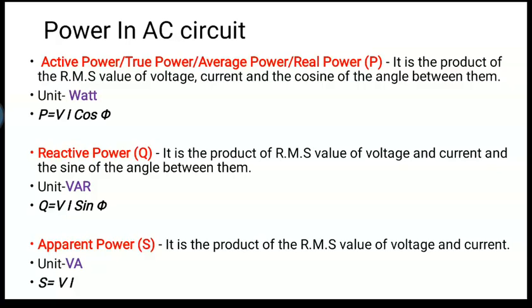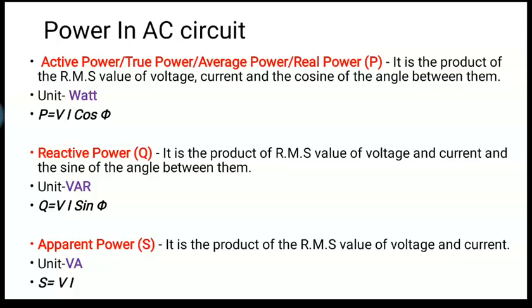So you have to find active power only. Okay. So what is active power? It is nothing but a product of RMS value of voltage, current, and the cosine of the angle between them. Okay, you will see the formula. It is very simple. P is equal to VI cos phi. Product of voltage, current, and the cosine of the angle between them.